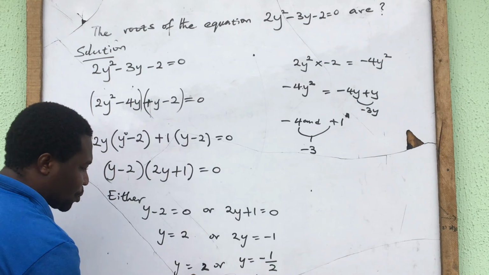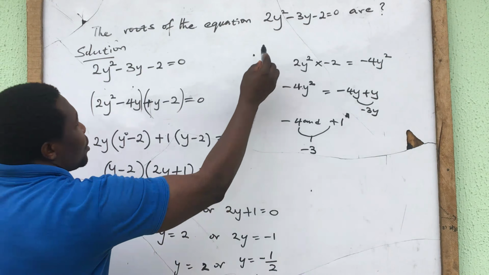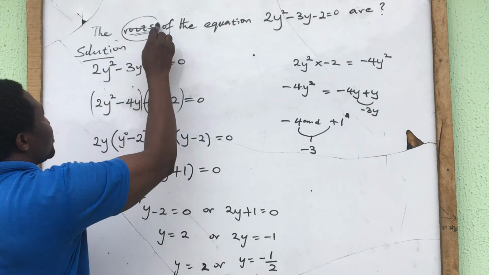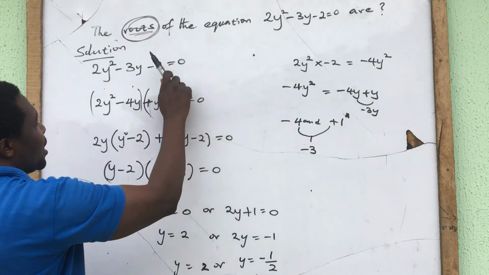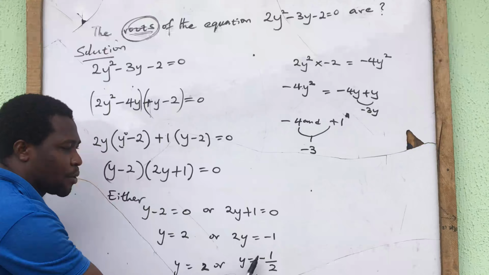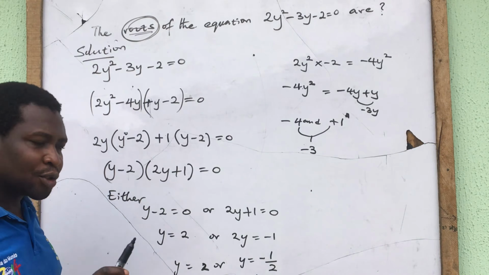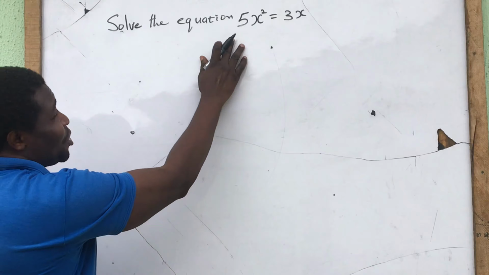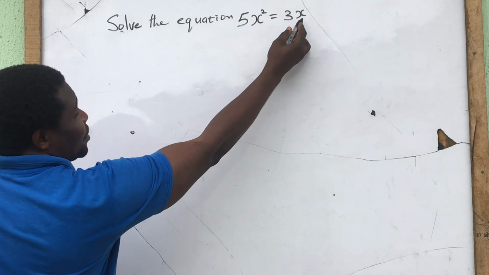So these are the roots of the equation. These are the roots of what? The roots of this equation are y equal to 2 or y equal to minus 1 over 2. Solve the equation 5x squared equal to 3x.